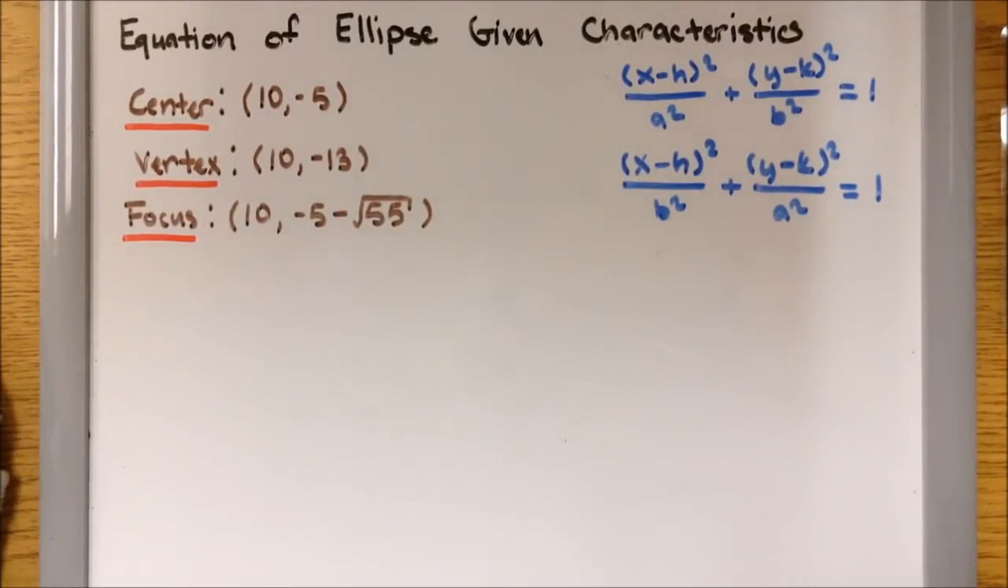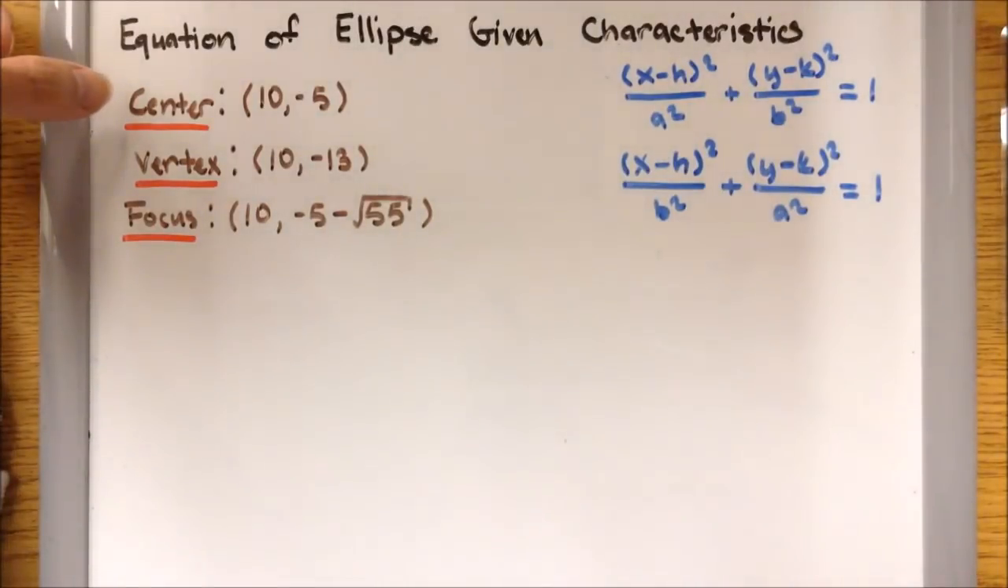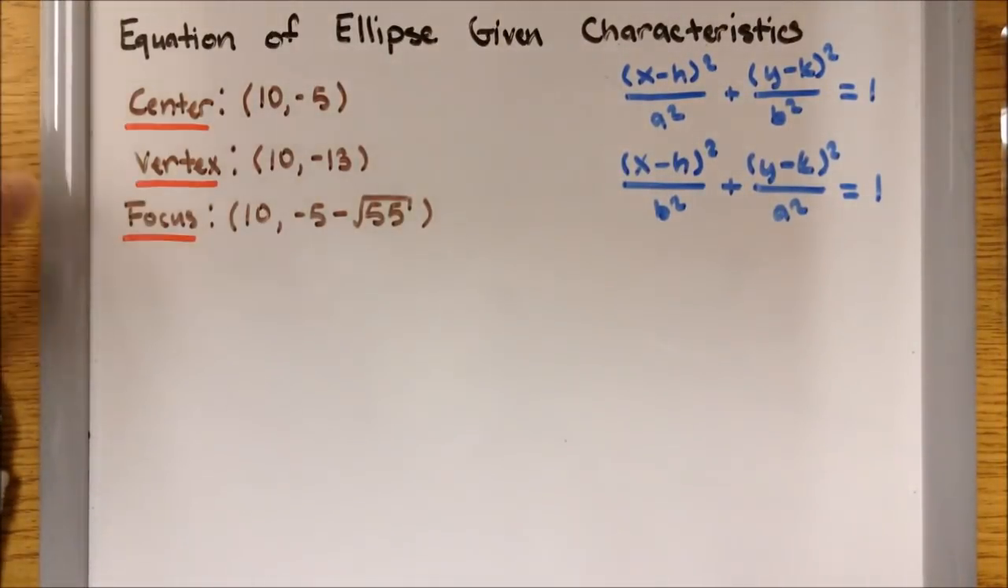In this video, we're going to work on writing an equation of an ellipse given a center, a vertex, and a focus. Now pay close attention to how I emphasize a single vertex and a single focus. I didn't use the words vertices and foci because we are only working with a single vertex and a single focus.